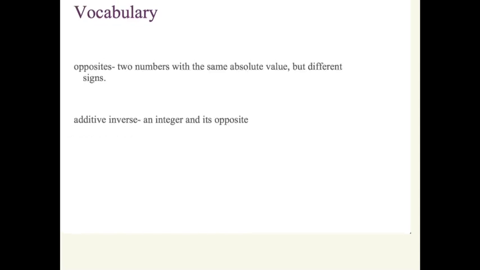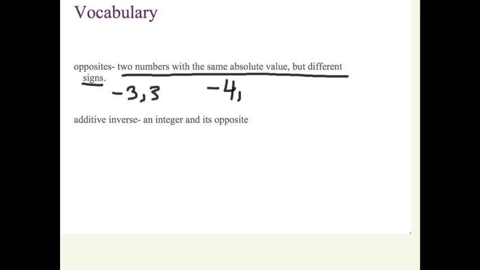about it specifically. So when we're looking at opposites, we're talking about two numbers with the same absolute value but different signs. So that would mean that -3 and 3 are considered opposites. -4 and 4, 5/3 and -5/3 are all opposites.